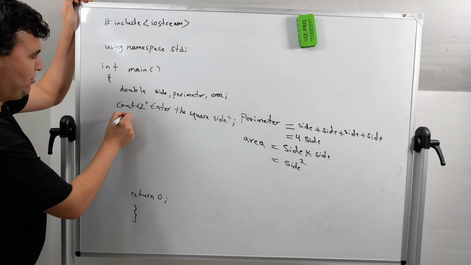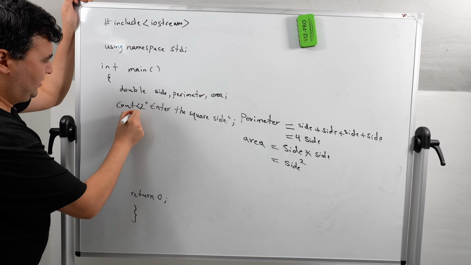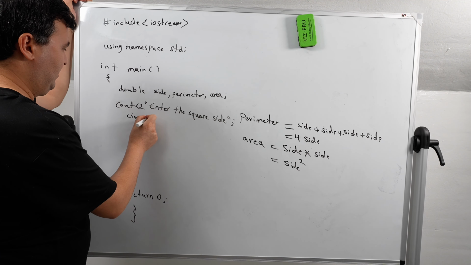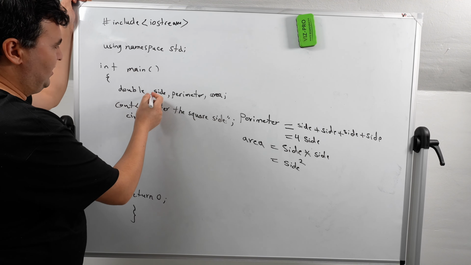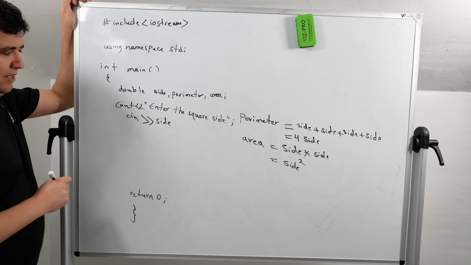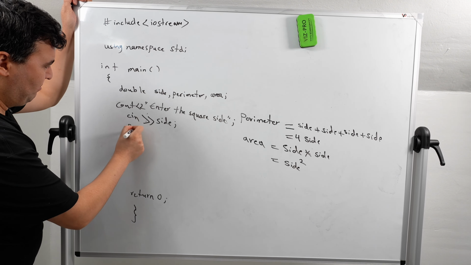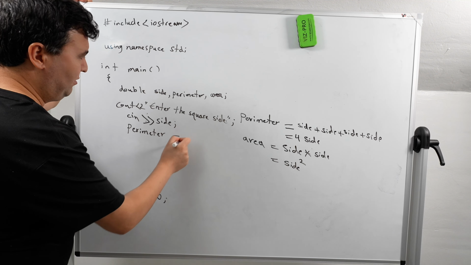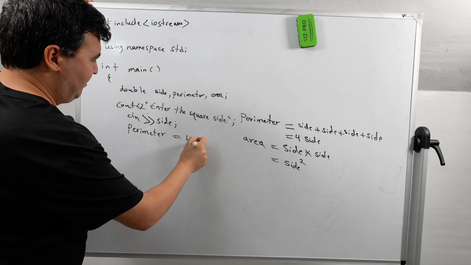So now when the user enters, I can cin. So I can cin inside any number the user enters, 8 should be stored inside side. And now I calculate the perimeter. Perimeter is equal to 4 multiply side.